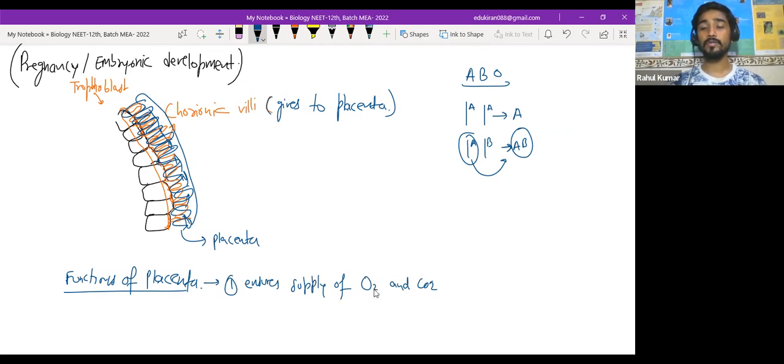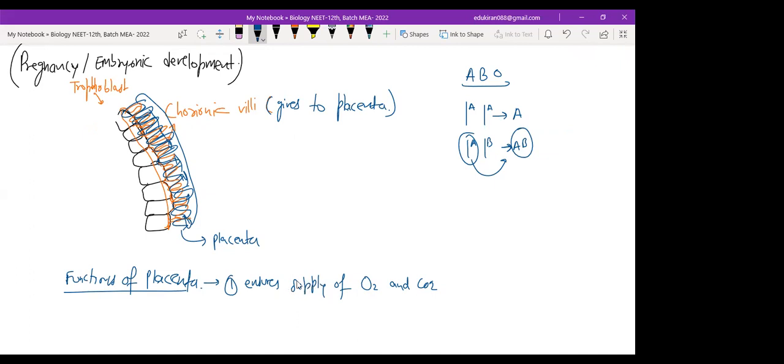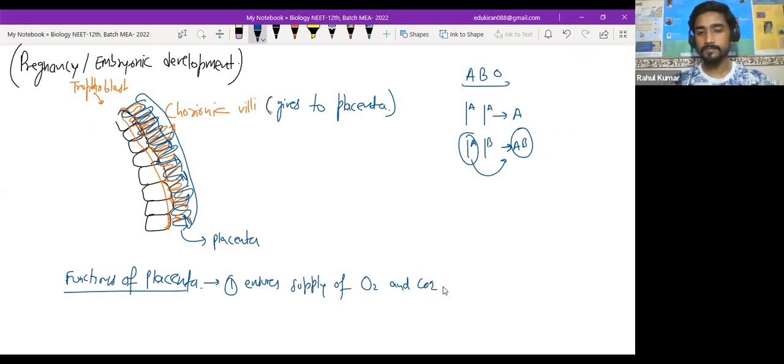So the direction of O2 will be from the mother's blood into the fetus or the developing embryo, and the direction of CO2 will be from the fetus into the mother's blood, correct? Yes. So you can just write down the direction of O2 and CO2 between fetus and mother.